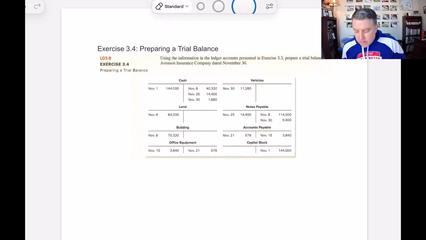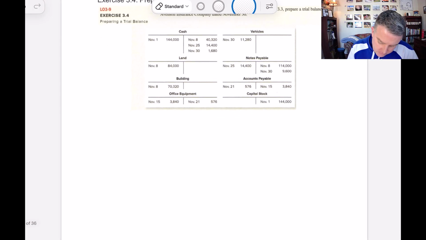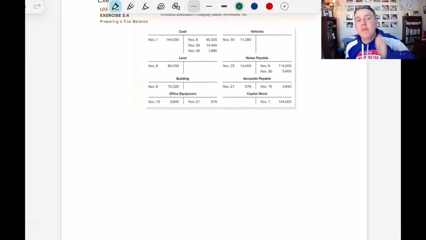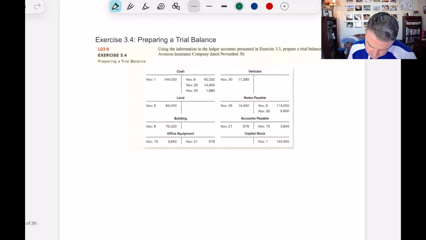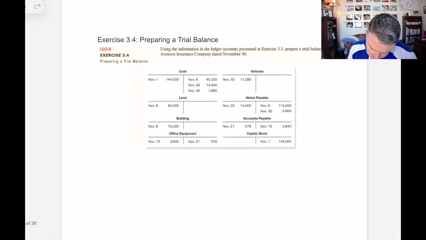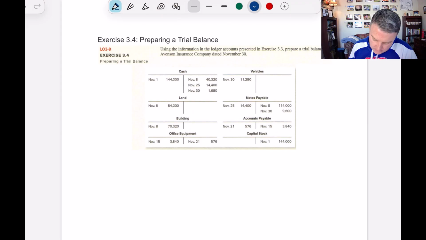All right, so trial balance is actually kind of easy. It's just mechanical. So what are you going to do first? Well, you're always going to write the name of the company, the title of what we're creating, and then the date. The name of this company is Avinson Insurance Company, and the date is November 30th. So we're just going to jot this down in the header of this trial balance.